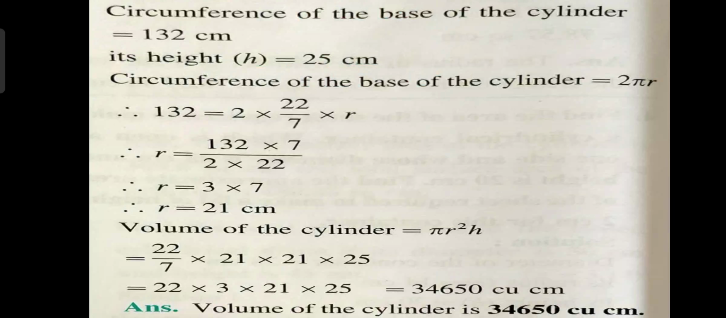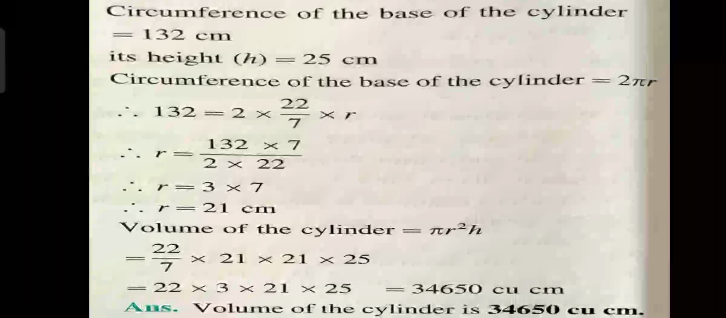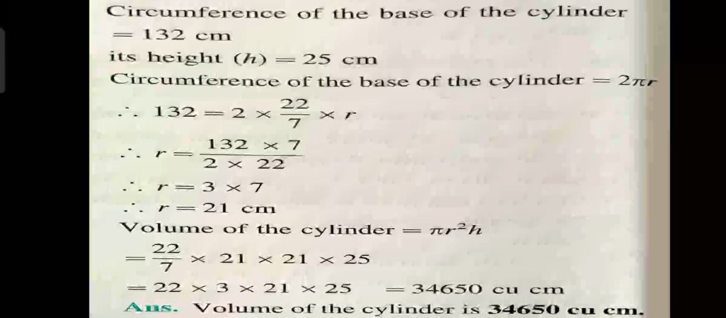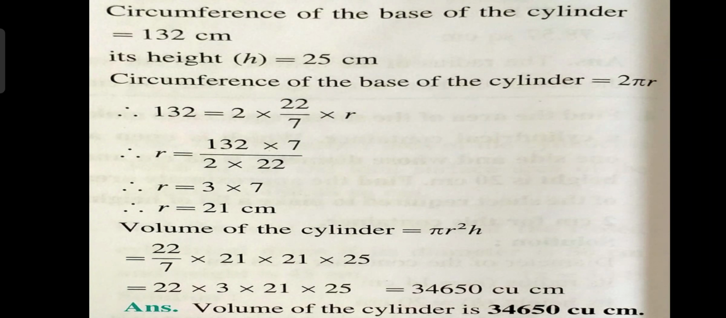The circumference of the base of the cylinder is 132 centimeter. Its height is given, that is h, 25 centimeter. The circumference of the base of the cylinder is 2 pi r, that we know. So we'll put the value of the circumference: 132 is equal to 2 into 22 upon 7 into r. So here we'll take r on one side. The answer will be 132 into 7, because anything that crosses the equal to sign becomes opposite. Now here 7 is in a division form. When it crosses the equal to sign, it will become multiply. So here we will do the calculation.